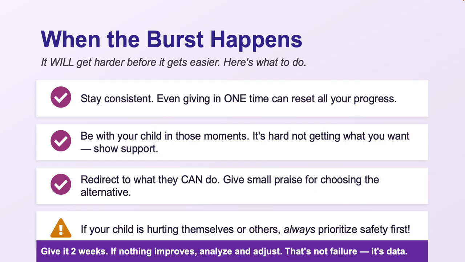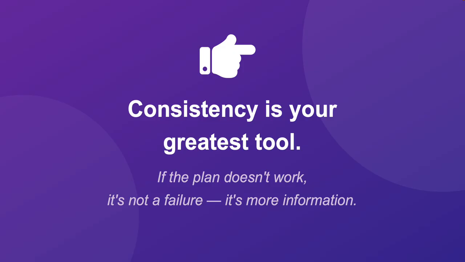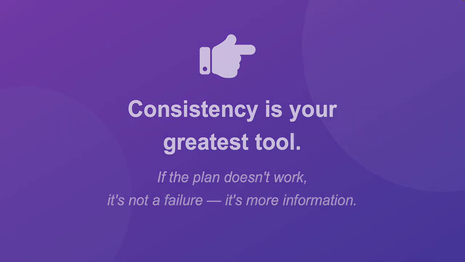And what I would say is learning's not going to happen right away. I usually say give it about 10 days to 2 weeks. If nothing improves, analyze and adjust the goal. That's not failure, it's data, right? Because if you've had a lifetime of doing a behavior a particular way and then it changes, it's going to take a while to learn the new thing and have it overwrite the old ways. Consistency, though, really is your greatest tool. If the plan doesn't work, it's not failure. It's more information that you can use.